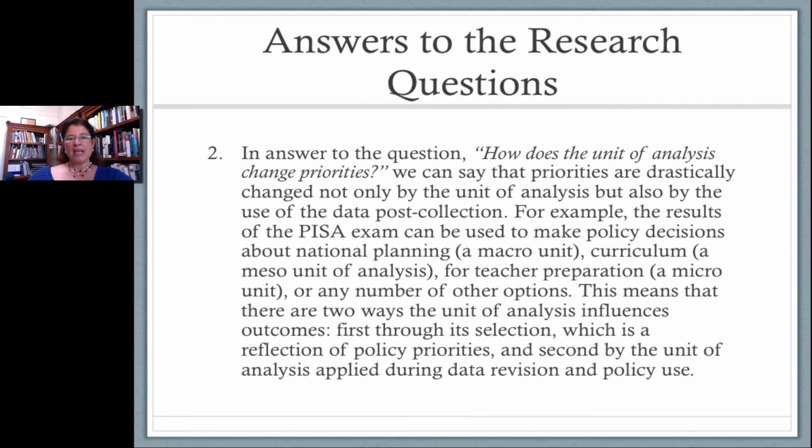So we say that there's two ways that the unit of analysis can actually influence outcomes. One way is through the selection, because that's a reflection of the priorities that are given to certain policies, and then actually the usage of the data in the end. We know that it is used, but sometimes it's not used to its potential. The unit of analysis isn't reflected upon nearly enough to actually yield the best use of all the data possible.